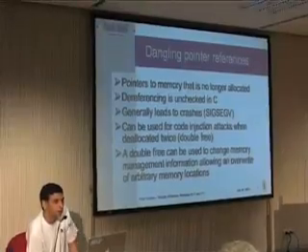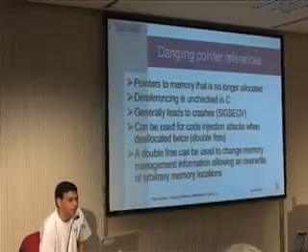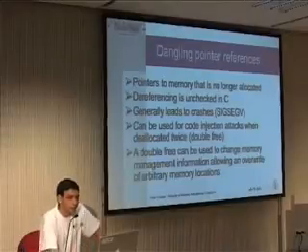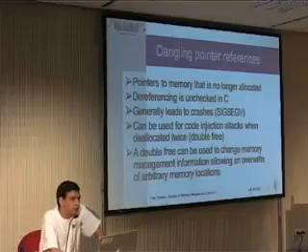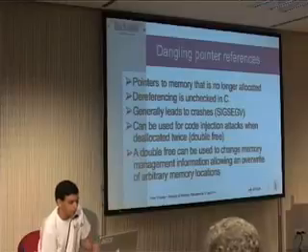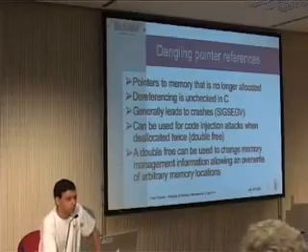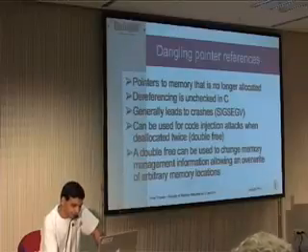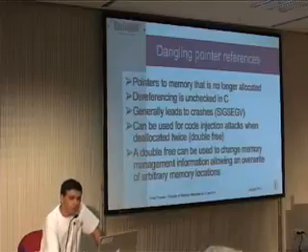Dangling pointer references are pointers to memory that is no longer allocated. Dereferencing such memory is not checked in C, so generally this would lead to a crash, but when used together with the memory allocator, they could turn into a code injection attack when memory is deallocated twice, for example, because you could overwrite the memory management information.